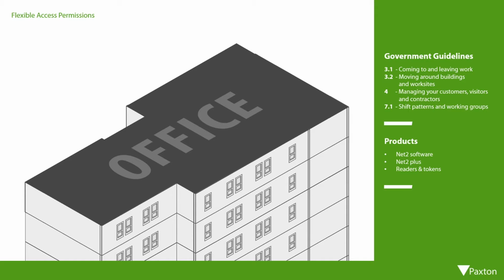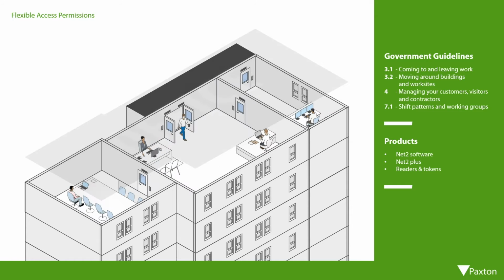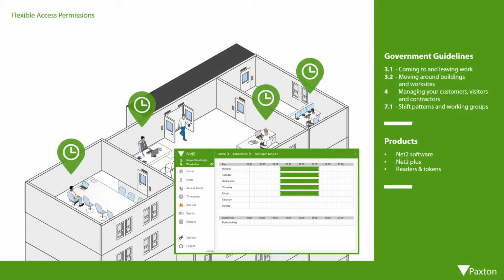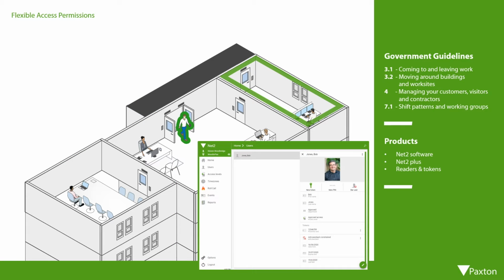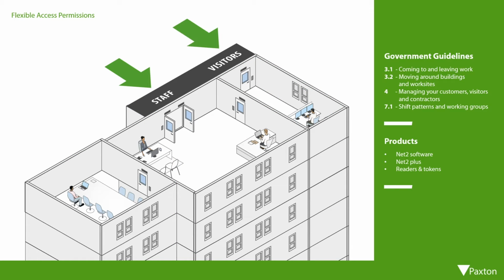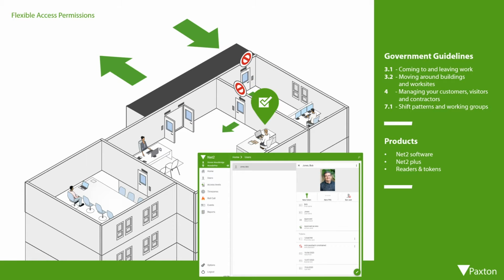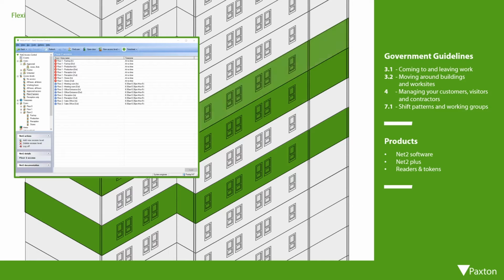During today's tutorial, we will look at 5 ways in which Net2's access permissions can be used to support making buildings COVID secure. They are as follows: time zones, access levels, user groups, user details, and advanced permissions. Let's start by looking at time zones.